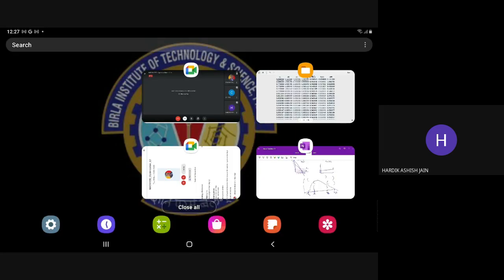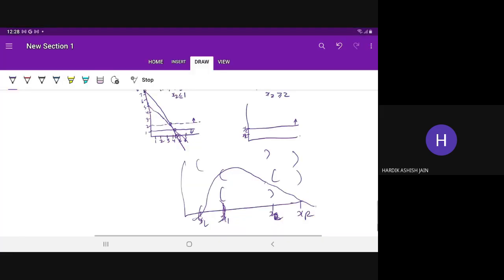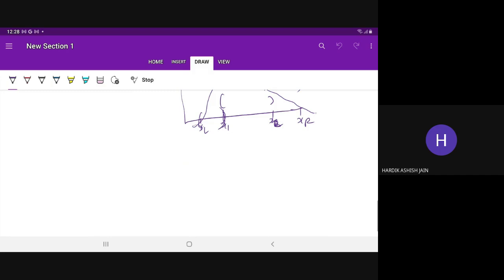Yes, sir. Sir, how are we supposed to do this in the exam? Like this only. For every iteration, we need to calculate.